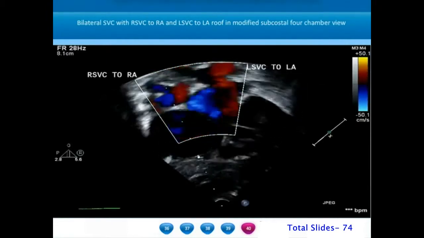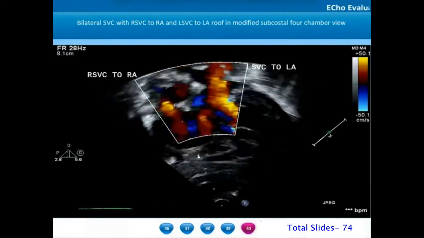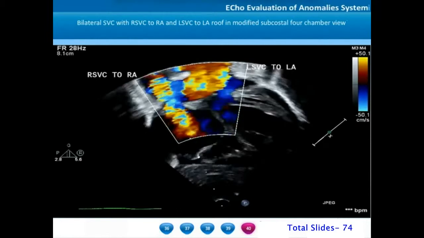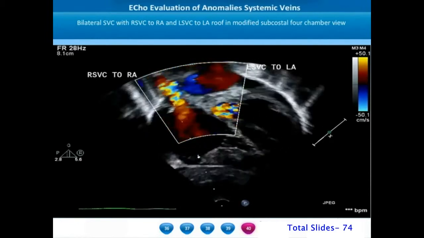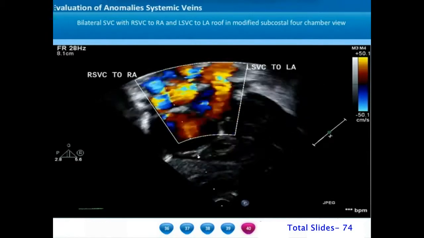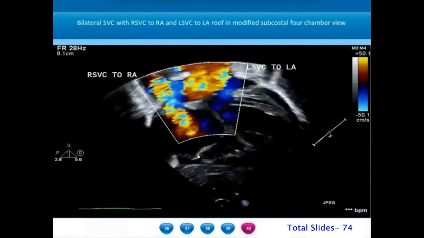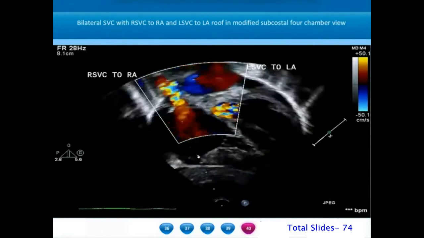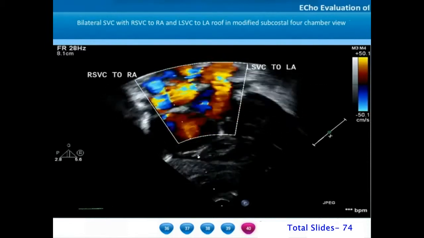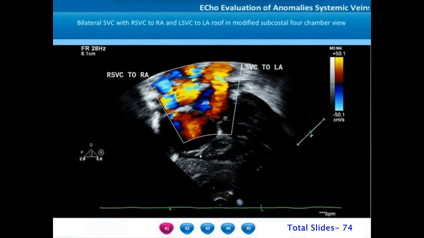On a subxiphoid long axis view in a coronal plane, where we can appreciate both the superior vena cavae draining into the respective atria, we can notice this venous abnormality very well. We can see the right superior vena cava draining into the right atrium and the left superior vena cava draining into the left atrium due to lack of coronary sinus roof formation. On a frozen still frame from the subxiphoid long axis view taken in a coronal plane sweep, we can notice the left superior vena cava directly draining into the left atrium without any roof of the coronary sinus.